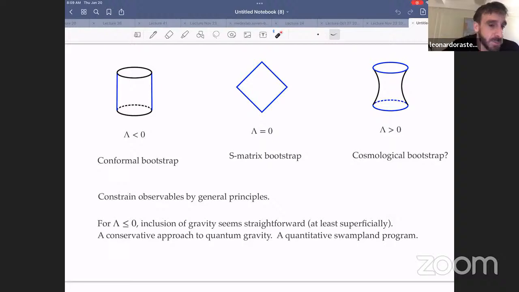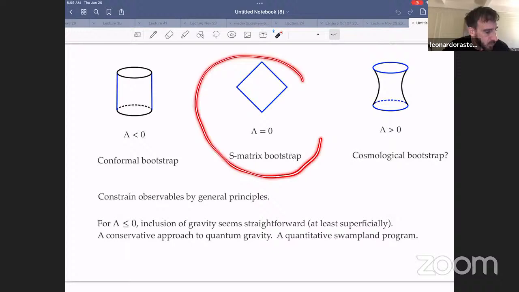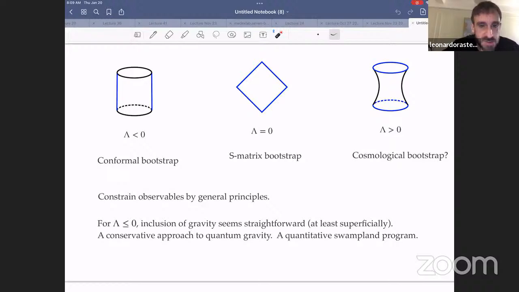Somewhat more tentative is the story of asymptotic flat space. We do have a perfectly well-defined observable, which is the S matrix. So in the case of gravity, you have to be a little careful. There are infrared divergences in low dimensions. So if you want to be on safe grounds, you want to take the dimension of space-time.